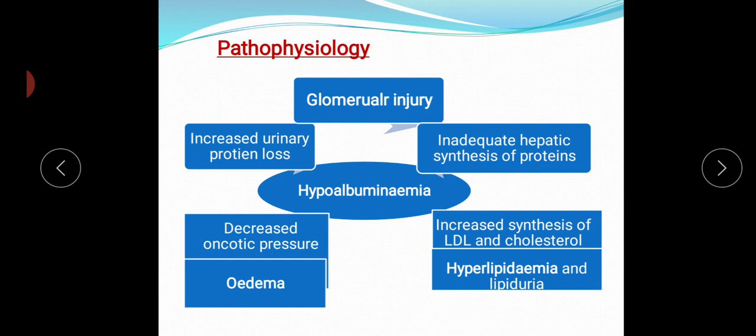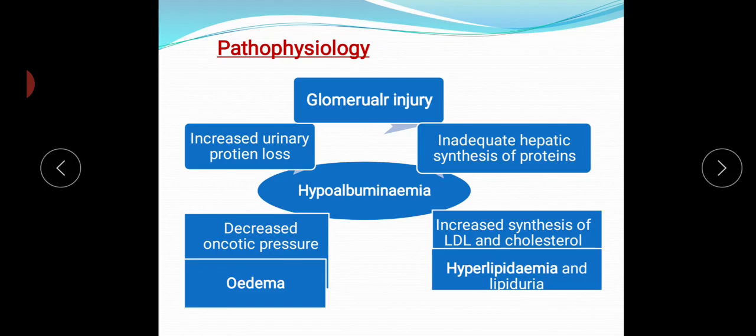And with that there will be inadequate hepatic synthesis of the proteins. So there is a protein loss and decreased production. Both of these will lead to hypoproteinemia, mainly a decreased albumin level, that is hypoalbuminemia. That will decrease the oncotic pressure, and because of that there will be edema, an excessive collection of fluid within the interstitial space.